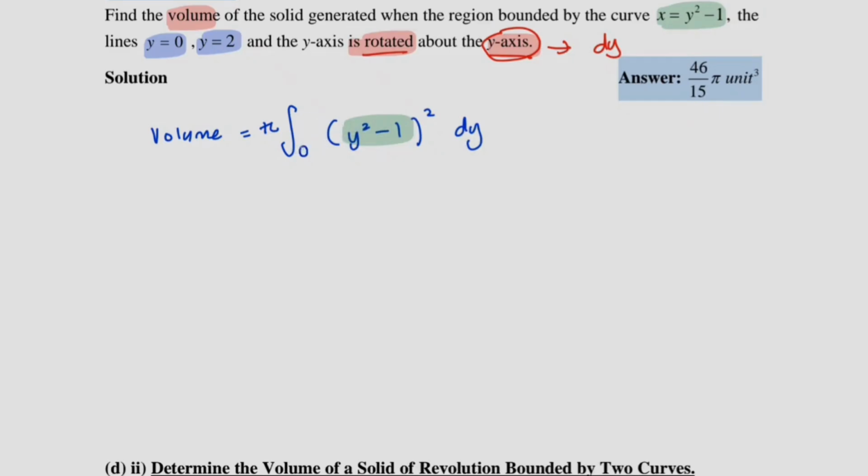And don't forget your limit is from 0 to 2, where you get it from the question given. Smallest value below and largest value on top. So do notice that if it's in terms of y, then this is dy. Our limit is also in terms of y, and our functions are also in terms of y. Only then you can integrate. You cannot integrate if there is something that's in terms of x. Next, expand.